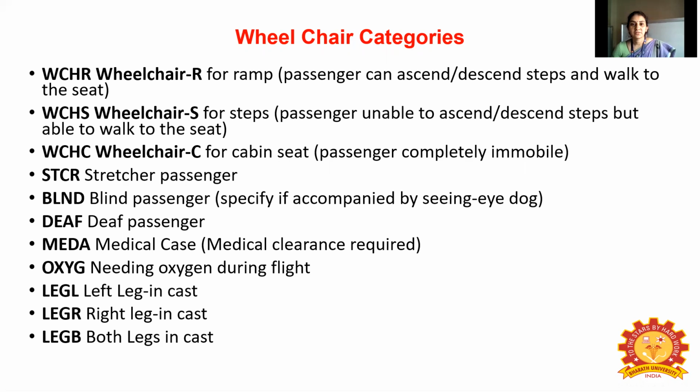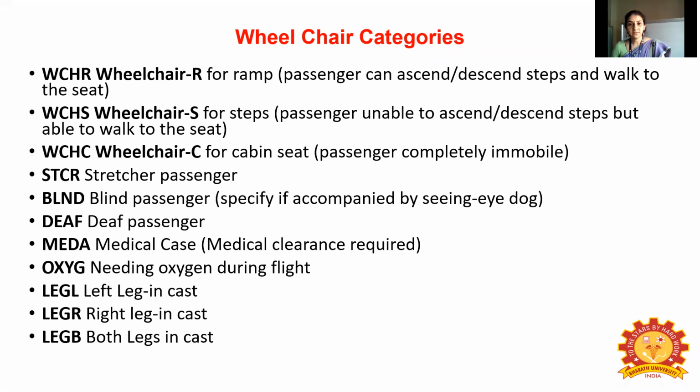And then the stretcher passengers, who will be put on a stretcher and then carried in. And there is also a category of blind passengers. They'll be taken care of by the flight attendant, and also the deaf passengers and medical cases. There are people with some kind of ailments, so they also come under that. And there is LEGR, which means a cast. Whenever they have some kind of fracture in their leg, they'll have a cast covering the leg. So even those people will also get the wheelchair categories.